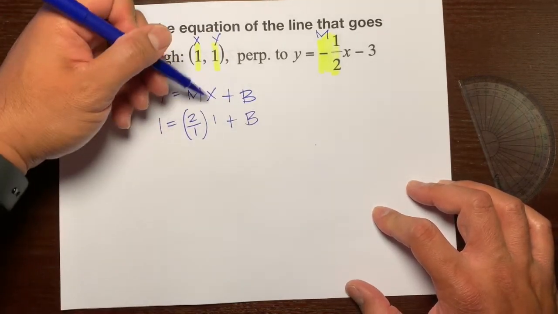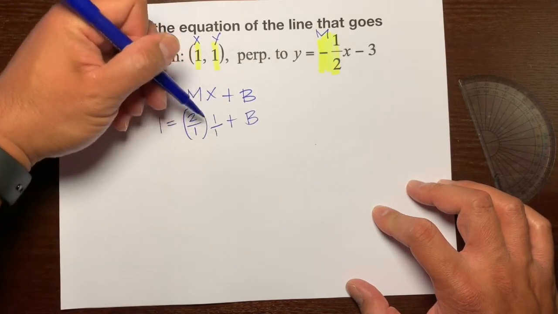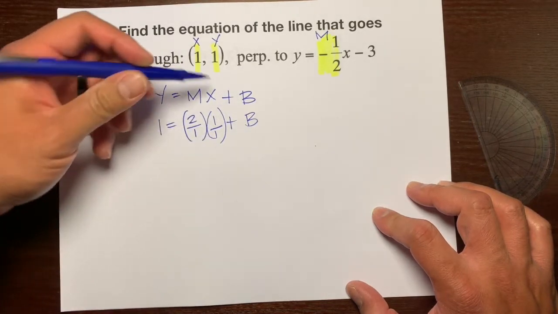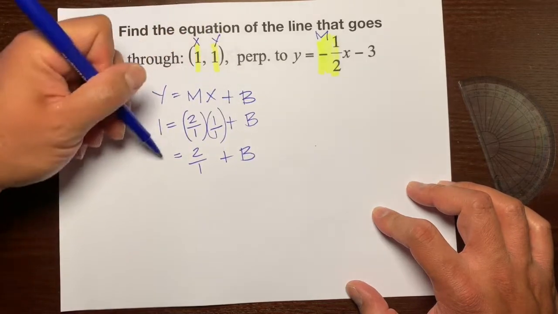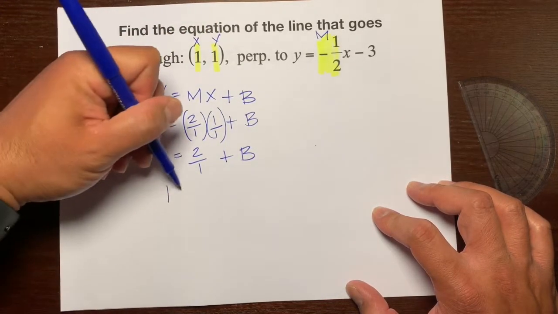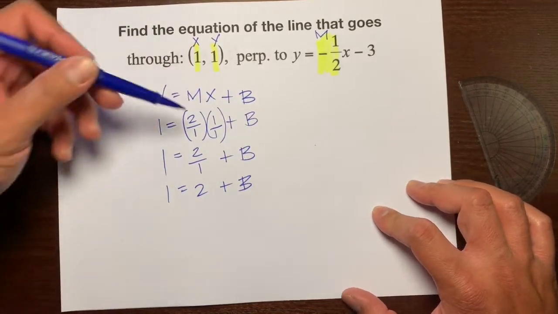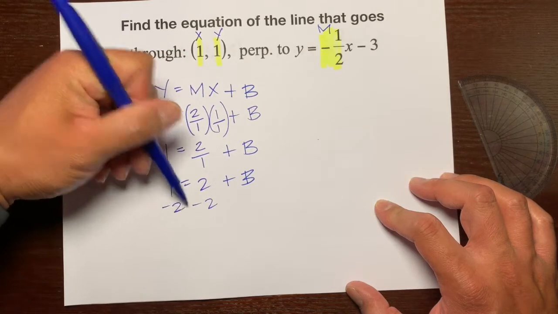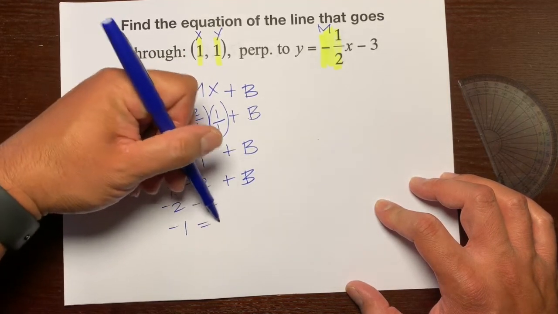And remember, if this is a fraction, how can we make any whole number a fraction? Put a 1 right under it. And let's do some algebra. 2 times 1 is 2. 1 times 1 is 1. So we have 2 over 1 plus b equals 1, which is really just 2 plus b. And we'll subtract 2 from both sides. So 1 minus 2 is negative 1 equals b.